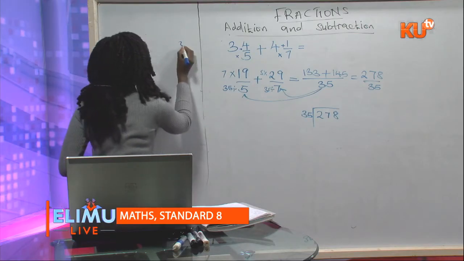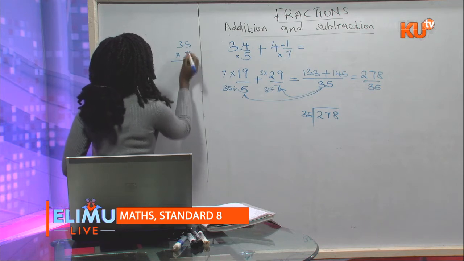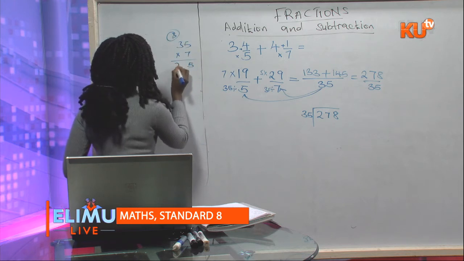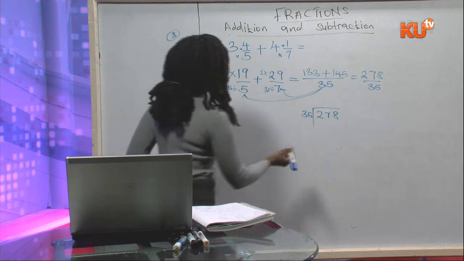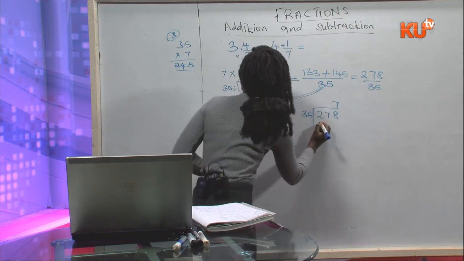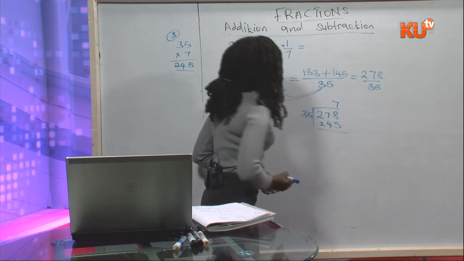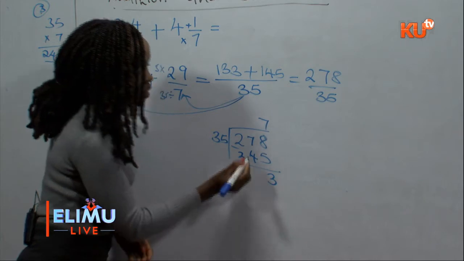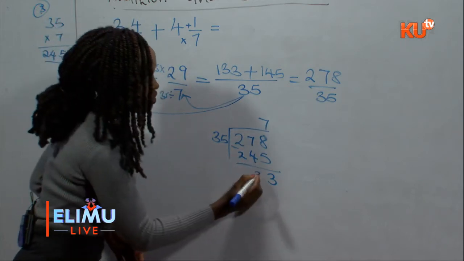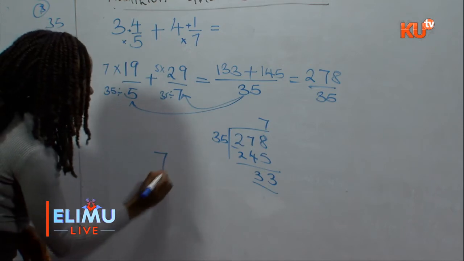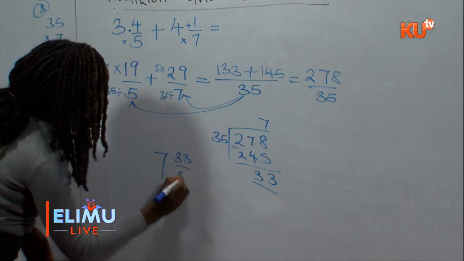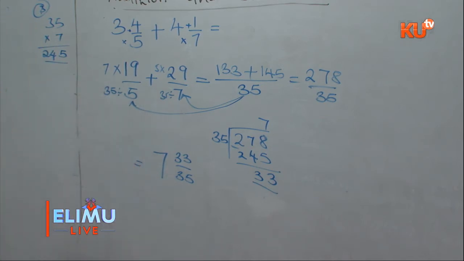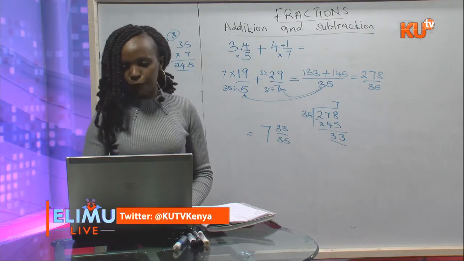If we take 35 times 7, we get 245. So it's going to go here 7 times because of 245. Then we subtract. 8 minus 5 is 3. 7 minus 4 is 3. So we get 7 and 33 over 35. We get 7 33/35 as our answer.